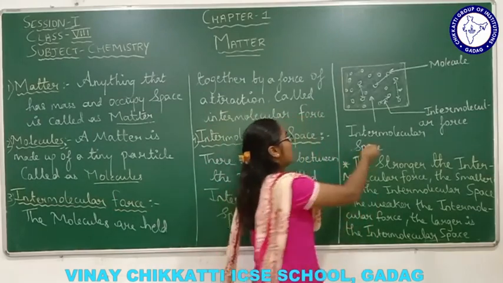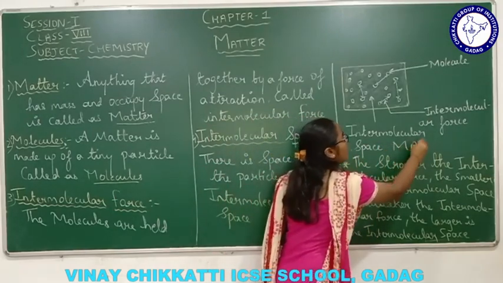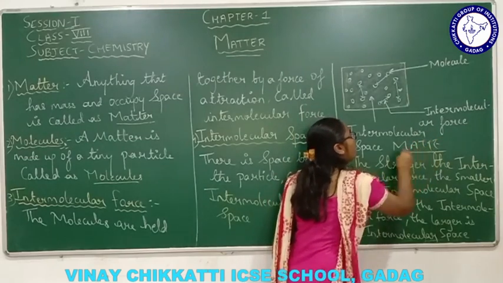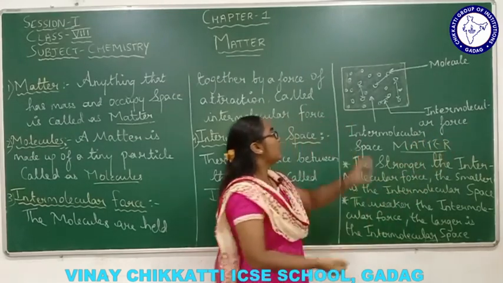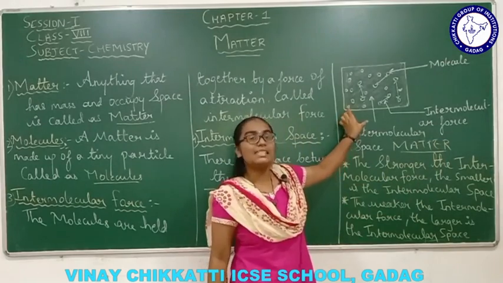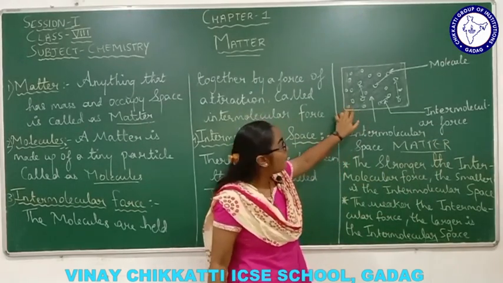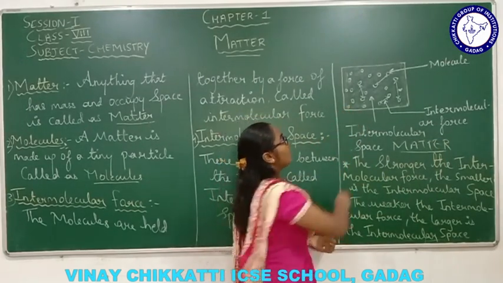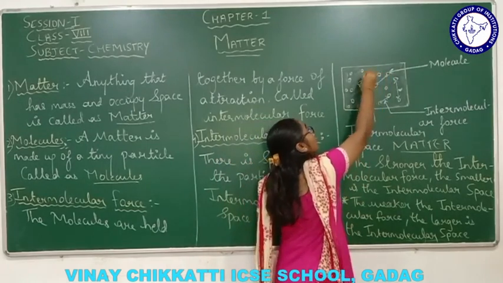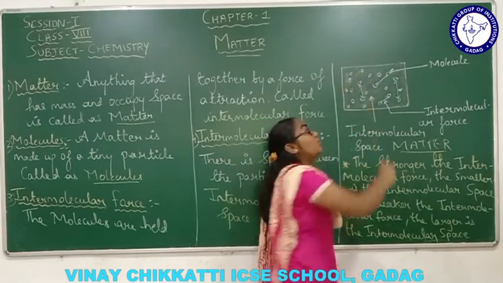Now let's take an example. With the help of a diagram you will understand in a better way. Right. Now this is a matter. The diagram which I have drawn over here is a matter. This matter is made up of tiny particles. Can you see the yellow color dots? These yellow color dots are nothing but the molecules.